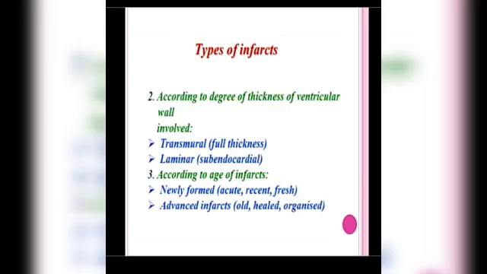Next is the types of infarcts, according to the degree of thickness of the ventricular wall involved, that is transmural and laminar. Next, according to the age of infarcts, they can be newly formed, or advanced infarcts, which can be old, healed and organized.